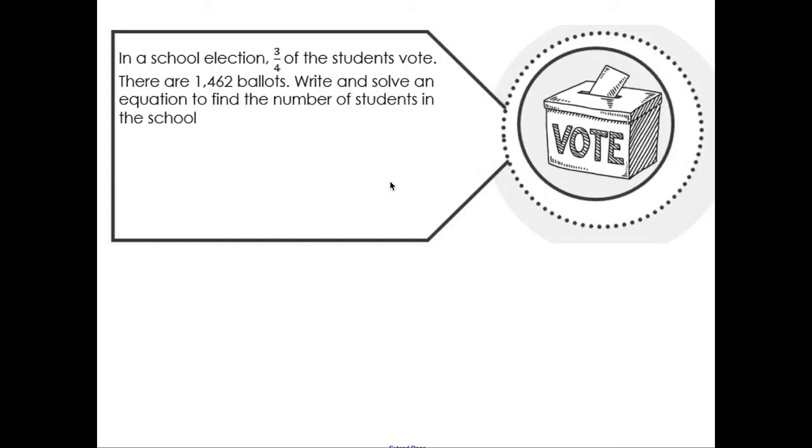All right, let's take a look at our next problem here. So in a school election, 3/4 of the students vote. There are 1,462 ballots. Write and solve an equation to find the number of students in the school. All right, of coming after a fraction, decimal, or percent means times. So 3/4 times. Here is our equal sign, and then that's what it's going to equal, 1,462. We're looking for a number of students. I'm going to call that S. So 3/4 times our students S.